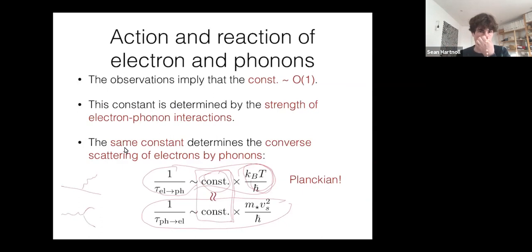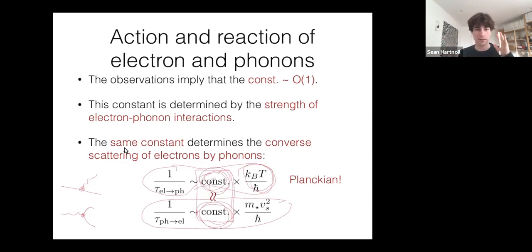Okay, those are like the two processes. But this coupling constant is the same, right? And so if this constant is order 1, which is what was observed, this constant is also order 1, which means the electron-phonon scattering is Planckian, which is what it should be. That's what happens in copper.